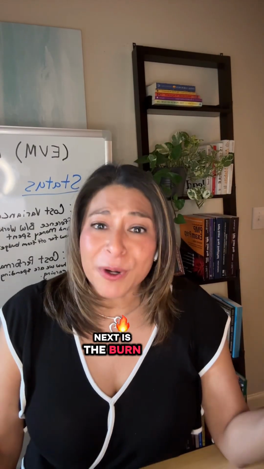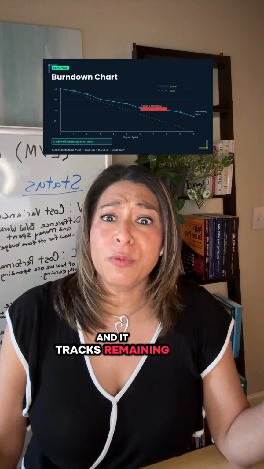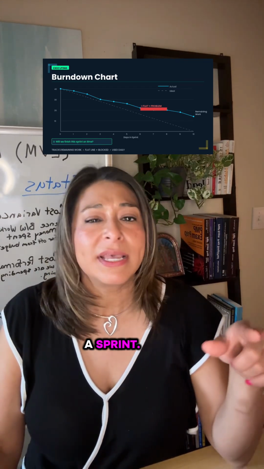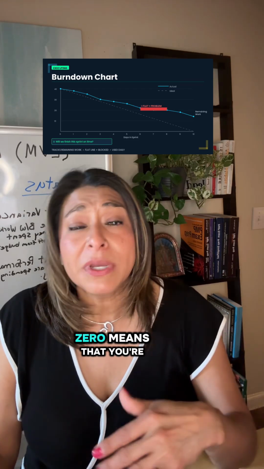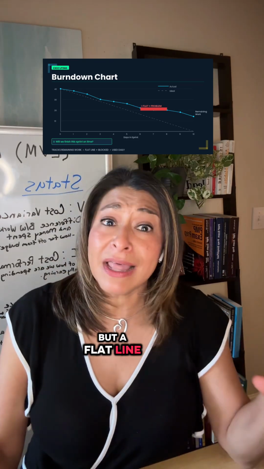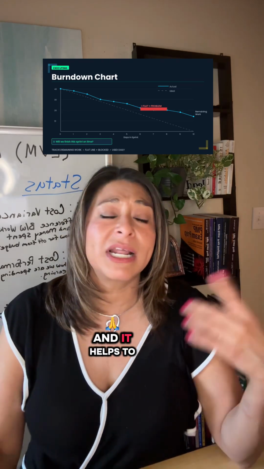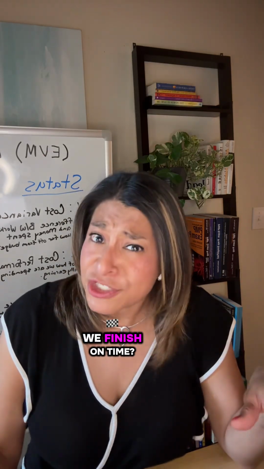Next is the burn down chart, and it tracks remaining work against time in a sprint. A line trending towards 0 means that you're on track, but a flat line means we have a problem, and it helps to answer questions like, will we finish on time?